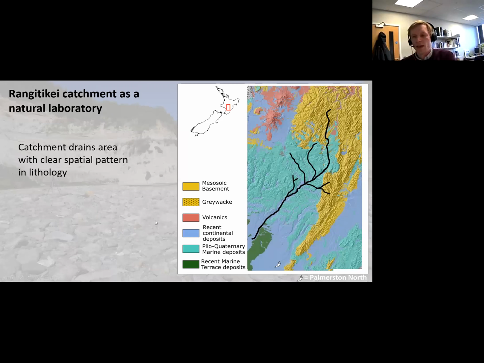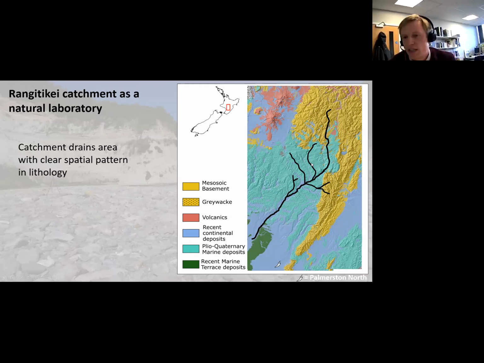But the reason we're interested in this location for looking at the impact of coarse bedload is due to the spatial variability in the lithology. So here's a lithological map. In yellow is the Mesozoic basement rock, which basically runs down the spine of New Zealand. Most of this is greywacke material, which is highlighted by the speckled areas. Most of the Rangitikei headwaters drain this greywacke material, and for much of its length, it flows over basically mudstones and sandstones, uplifted marine deposits.